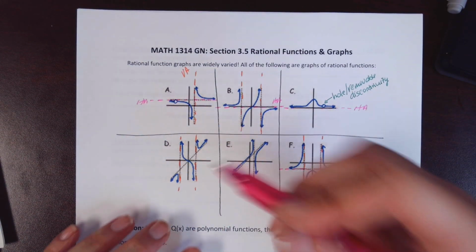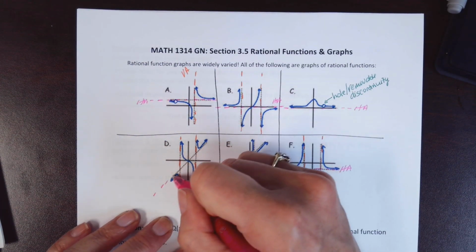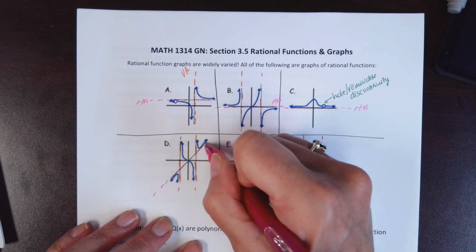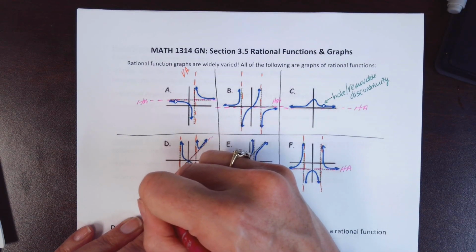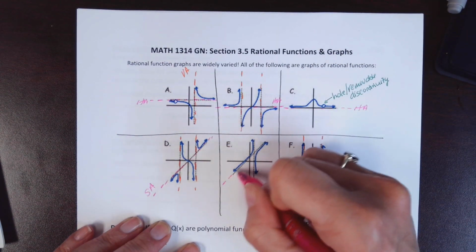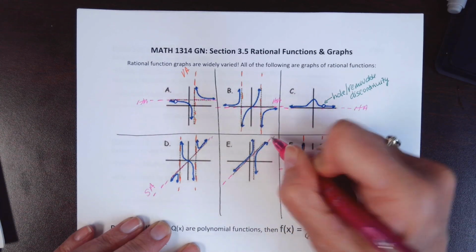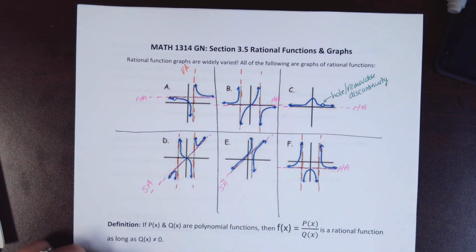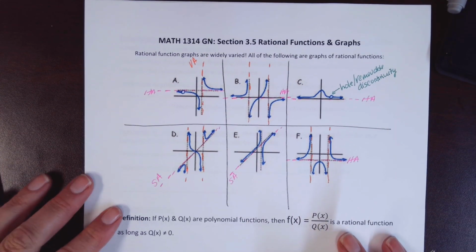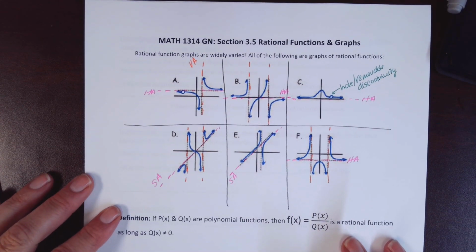E and F have what we call slant asymptotes. And notice that if there is a slant asymptote, there is not a horizontal. You only have one or the other. You don't have 2 or 3 of those. Okay, so those are some similarities amongst rational functions.